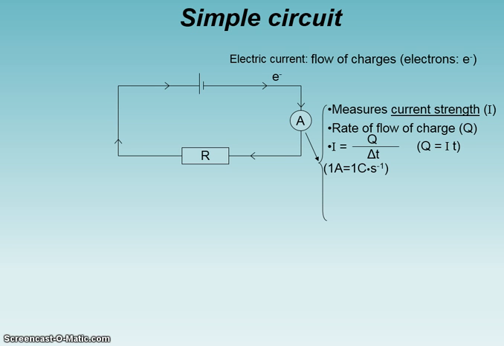And then if we put all my variables in terms of units, then it will be 1 ampere. Now ampere is the unit for I, coulomb is the unit for charge, and seconds the unit for time. So it is 1 ampere equals 1 coulomb per second.